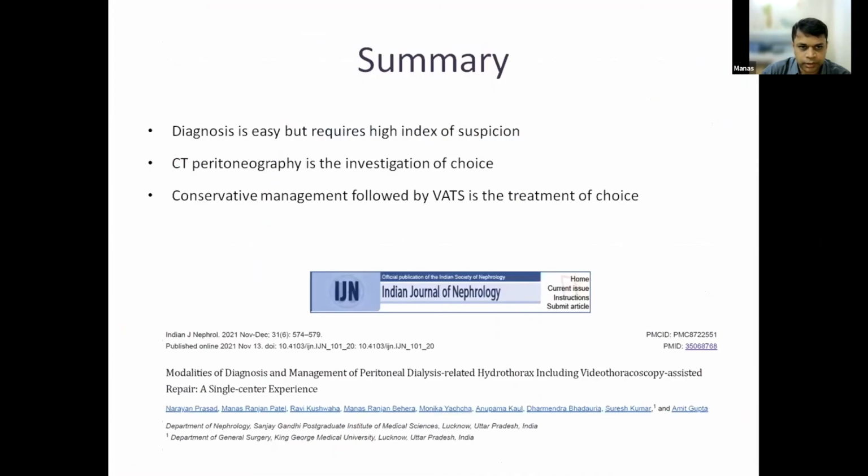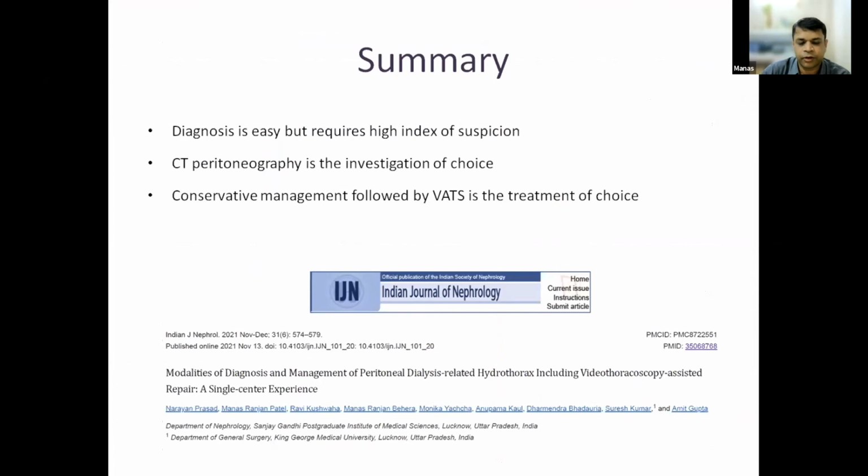So, concluding, diagnosis is easy but requires a high index of suspicion. Even if a patient is presenting very late in the course, we should suspect it may be a PD related hydrothorax. CT peritonography is probably the investigation of choice, because it is cost effective, early, and localizes the defect.